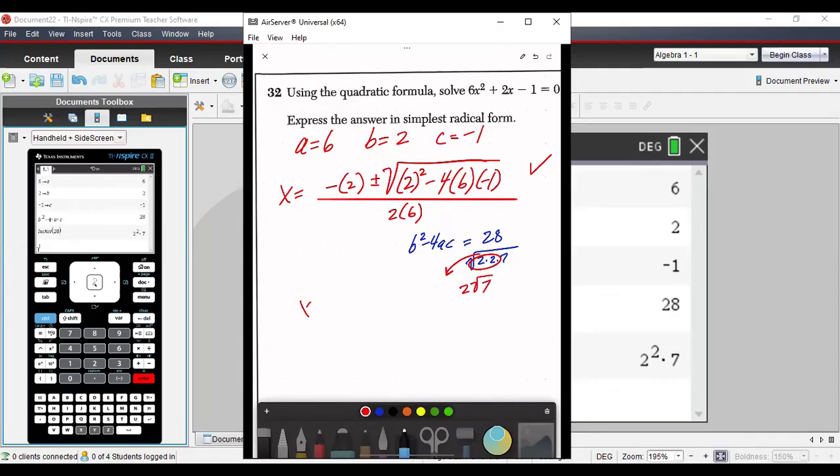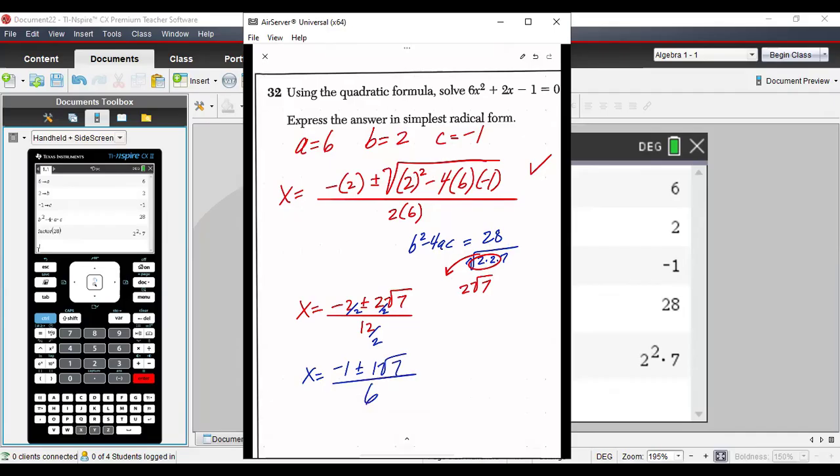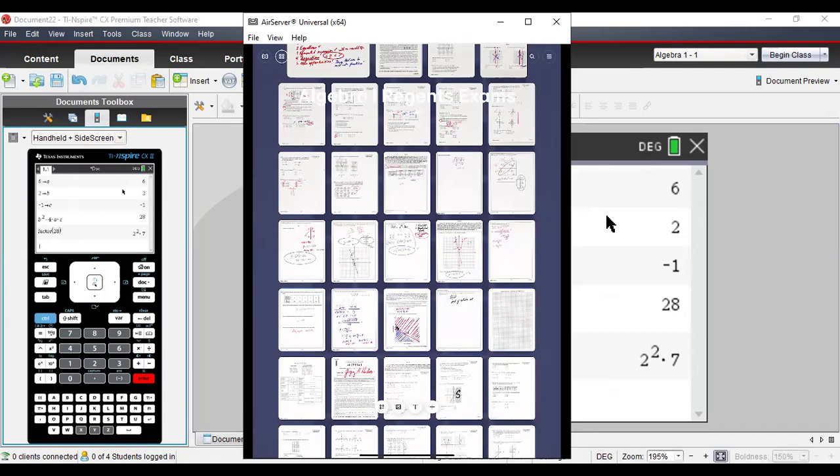So my answer is going to be x equals -2 plus or minus 2 times the square root of 7 over 12. And then I can divide everything by 2. So this is going to be my final answer, -1 plus or minus 1 square root of 7 over 6. That's my answer. That's 4 points. Keep it moving. Get it going. We're good to go. All right, boom, done.